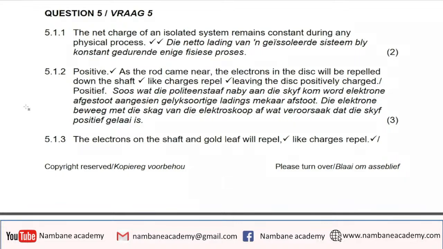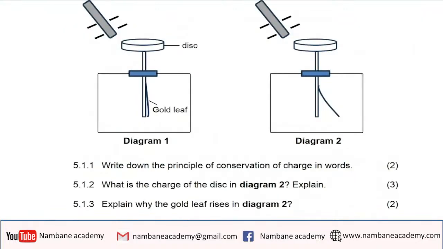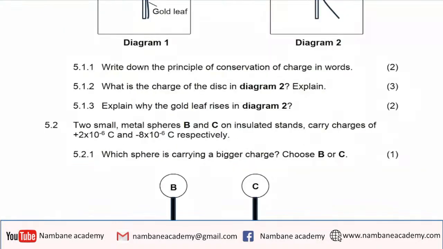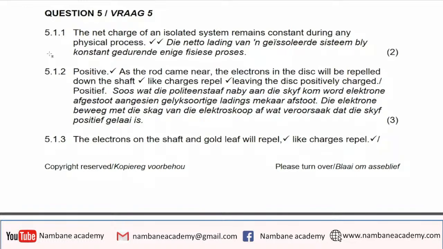And then the next question, what is the charge of the disk in diagram 2? Then the disk will be positively charged. The reason why it is positively charged is as the rod comes nearer, the electrons in the disk will be repelled down the shaft. Then the other mark, it is going to be like charges will repel. So that means there will be that movement of electrons down the disk, and then there will be a repulsion, and then the result is just going to be like charges repel. So it is going to be 3 marks.